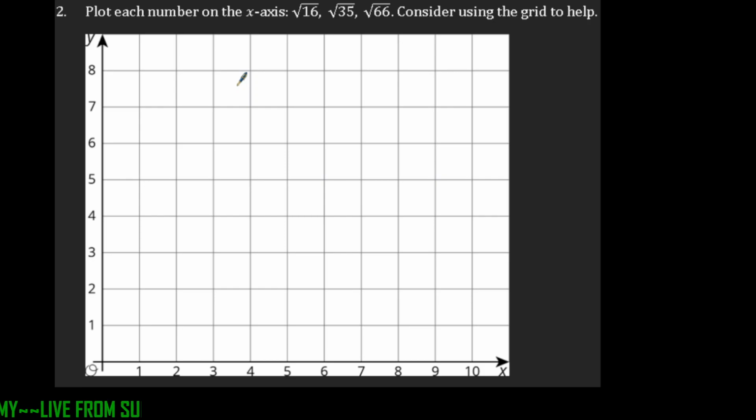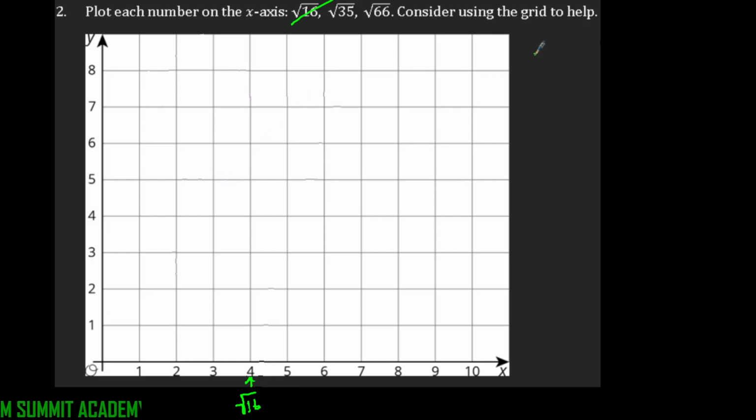So now for number 2, it says plot each number on the x-axis. It says to consider using the grid for help. So real simple. I know the square root of 16 is 4, so that's the square root of 16. Real easy. That one's good. What about the square root of 35?